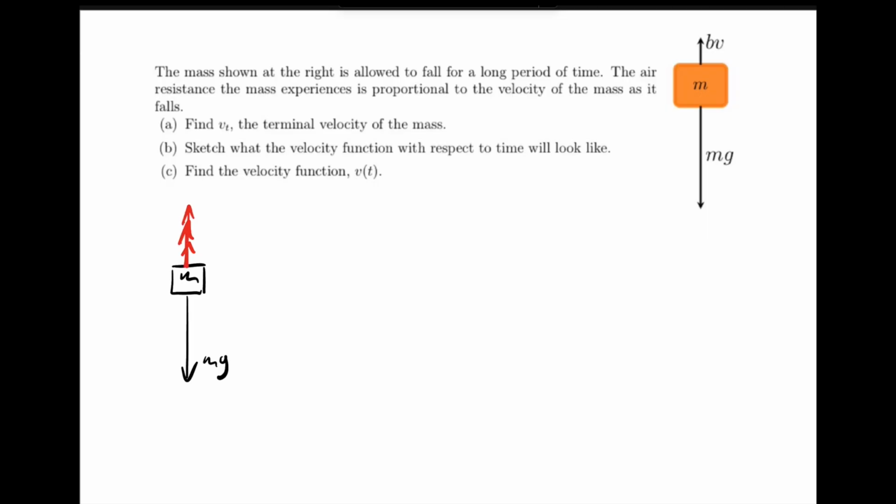Now, eventually what's going to happen is the thing is going to fall so fast that the air resistance force is actually going to be the same length as the mg vector. What that means is not that the object stops falling. What it means is it continues to fall, but it doesn't speed up anymore. So at that point, it'd be moving at a constant velocity. It wouldn't be accelerating anymore.